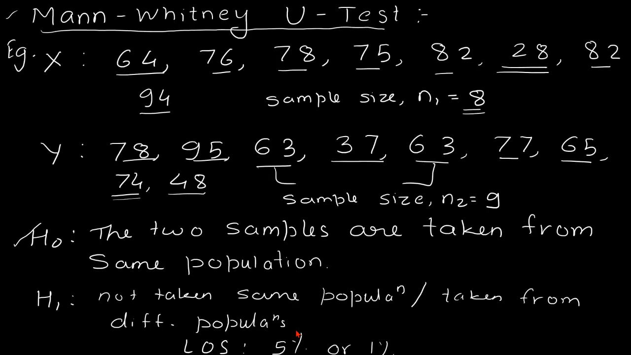So I'll just give a quick revision of this Mann-Whitney test. Now, this Mann-Whitney U test is sometimes even referred to as the Mann-Whitney test itself, so don't get confused. First step will be writing the null hypothesis H naught, based on the question, or otherwise that both the samples are taken from the same population. Then write H1, exactly opposite to H naught. Then set the level of significance, either 5% or 1% or whatever is given in the question.